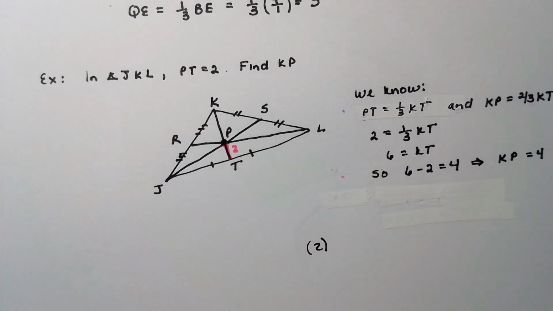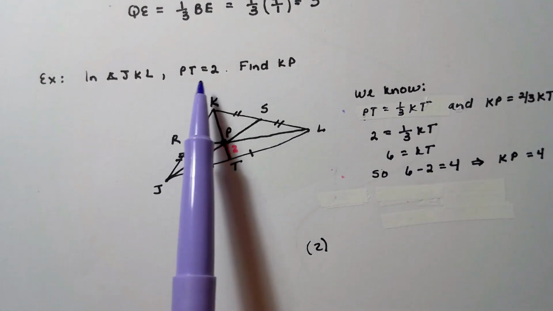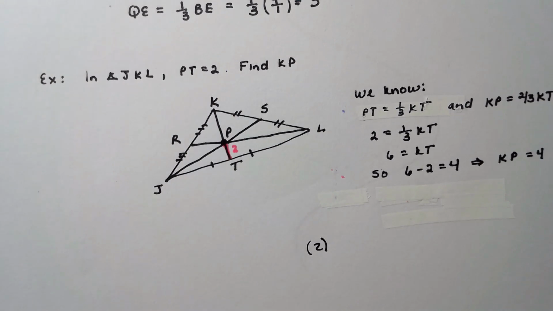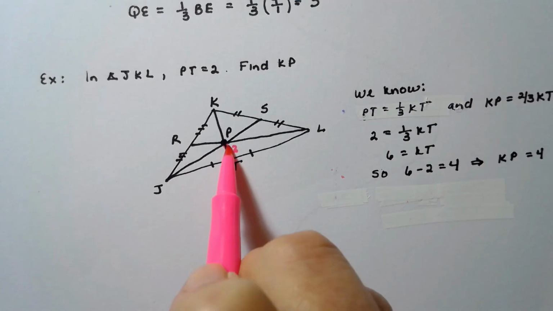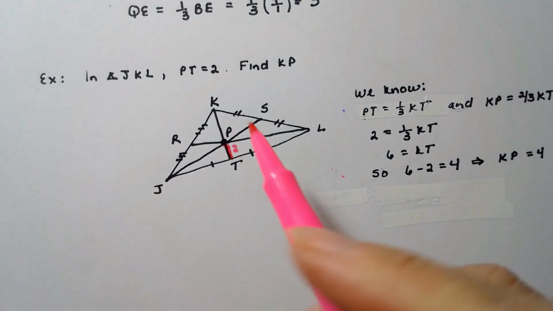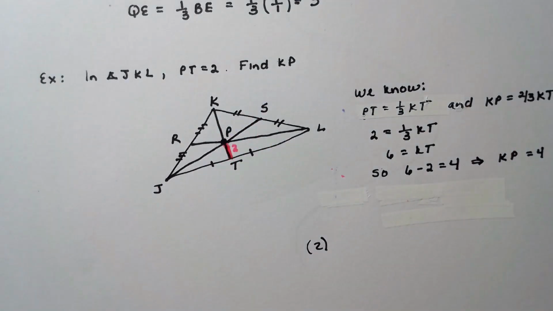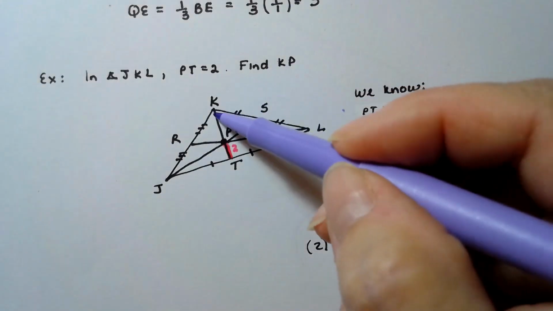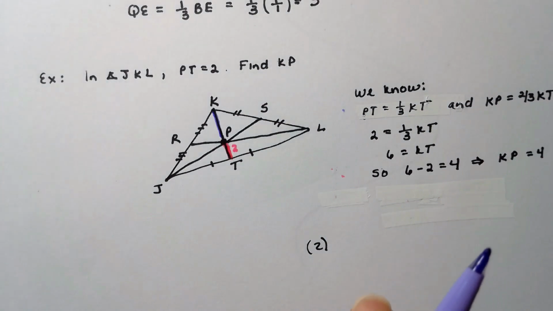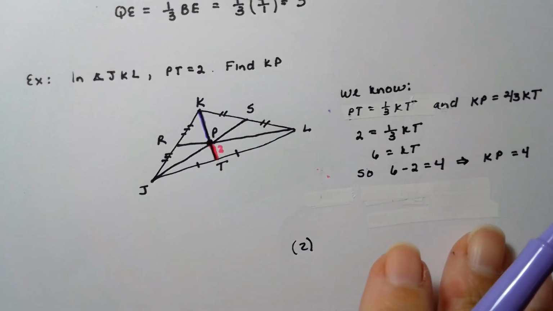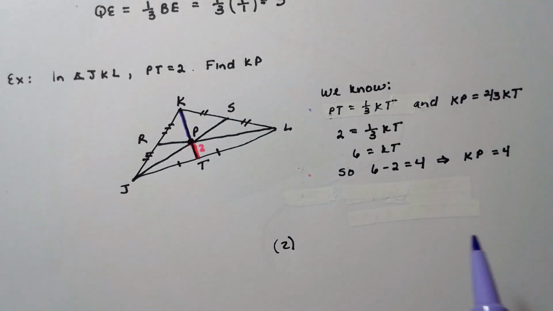Here's another example. This is example 2 in your book. In triangle JKL, PT is 2. So what I know, I redrew the picture. I know that this little piece of the segment here is 2. They want us to find, let me just use a different color, KP, the purple segment here. Okay. Well, what do I know?